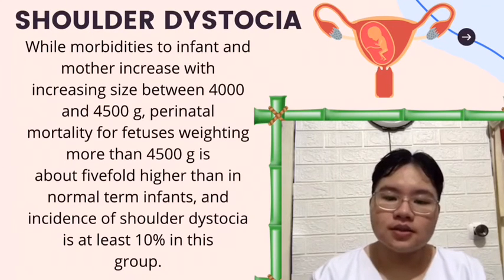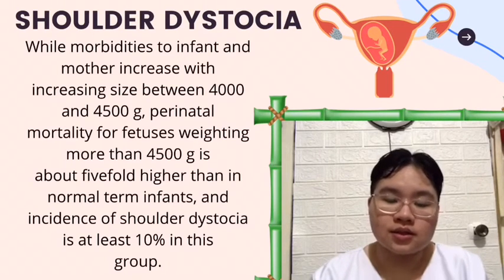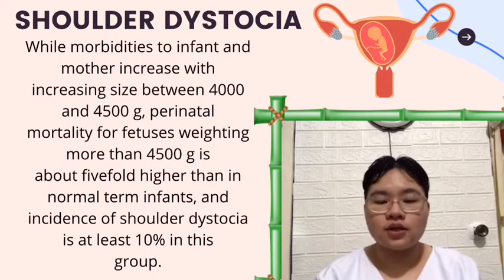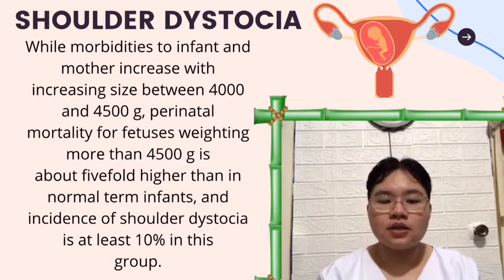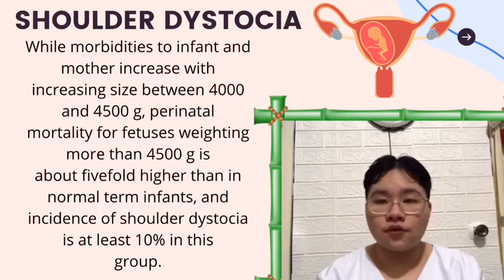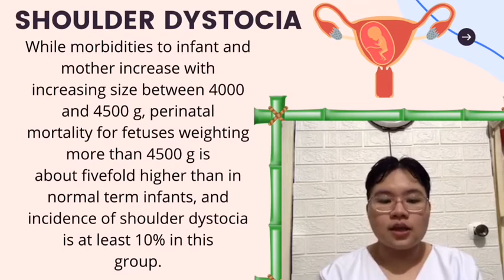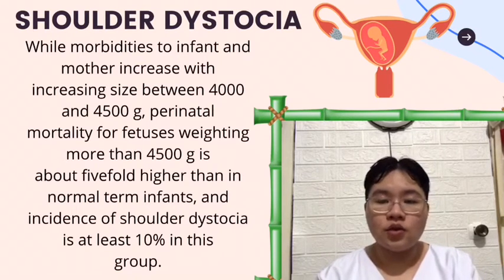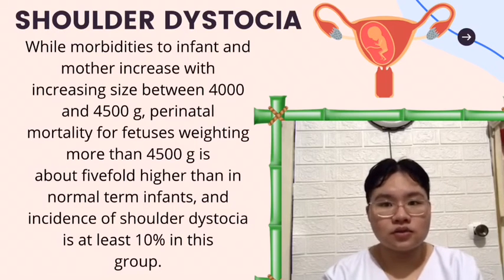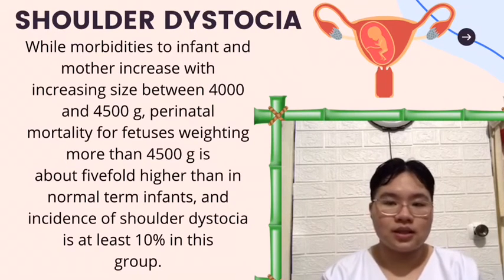While morbidity to infant and mother increases with increasing size between 4,000 and 4,500 grams, perinatal mortality for fetuses weighing more than 4,500 grams is about 5-fold higher than in normal term infants. The incidence of shoulder dystocia in this group is at least 10%.